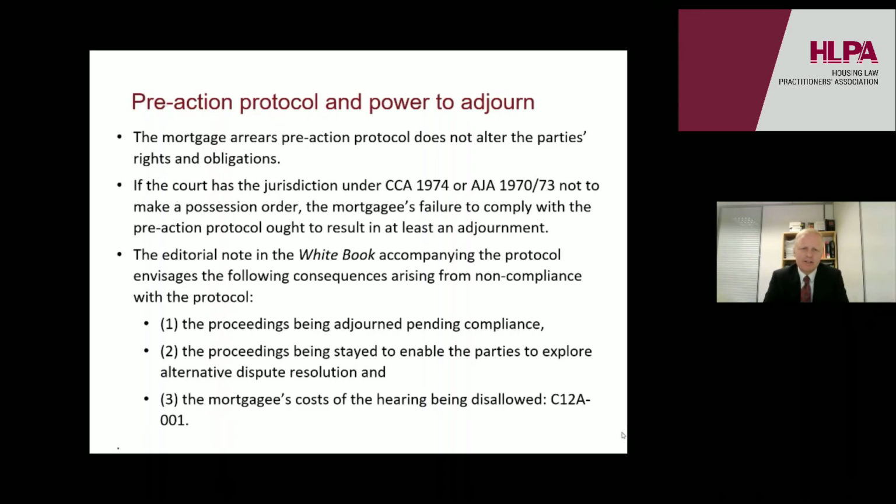And the editorial notes in the White Book make it clear that one of the consequences arising from non-compliance with the protocol, provided that the court has the jurisdiction to adjourn or suspend under the Consumer Credit Act, is that the claim should be adjourned. And I think the use of the protocol where it hasn't been complied with is quite a useful tool in buying a bit more time, so that you can make sure that you consider in detail a proper defence. So it's definitely something to be considered, even if on its face the pre-action protocol seems to lack teeth.